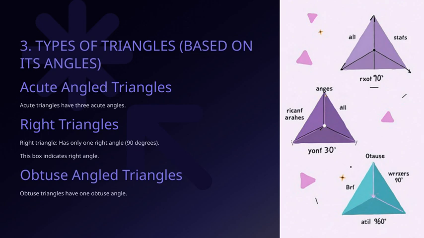This makes the triangle look a bit stretched out on one side. Understanding these types helps us classify triangles based on their angles, which is essential for solving many geometric problems and for connecting the different properties of triangles to the overall theme of shape and measurement.